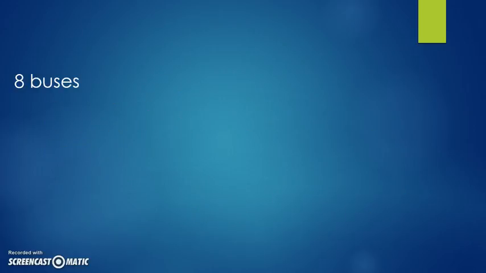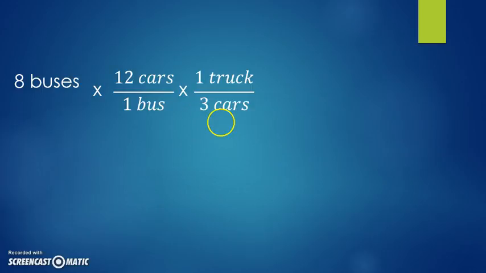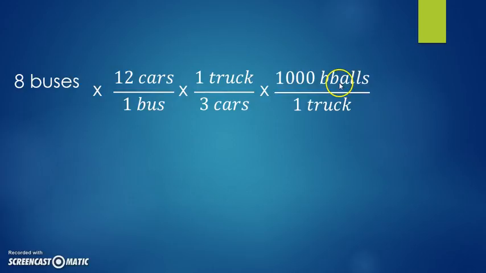So what we do first is we do 8 buses, and then we pick a conversion factor that has buses on the bottom. So looking back at our list, 1 bus is 12 cars. So we have buses on the top, buses on the bottom. Now we need to have a conversion factor where cars are on the bottom. Cars on the bottom, trucks on the top. Last but not least, we need to get to our ending unit, which is basketballs. Conveniently, we have one where truck is on the bottom, 1,000 basketballs on the top. Now, just as a note, if your conversion factor happens to be written the other way, it's perfectly acceptable to flip it over to make it work.